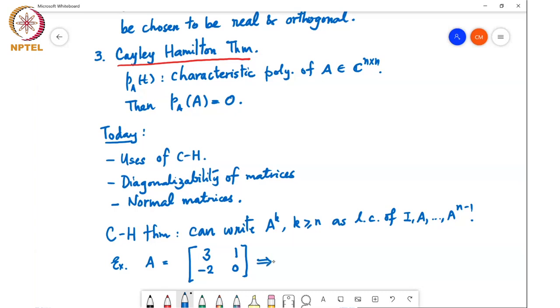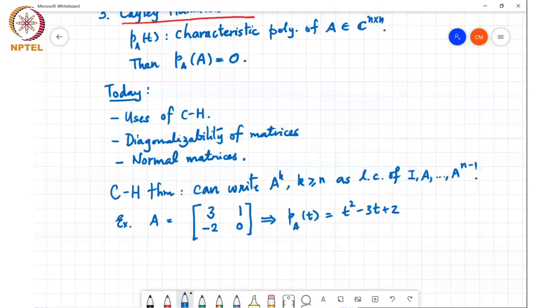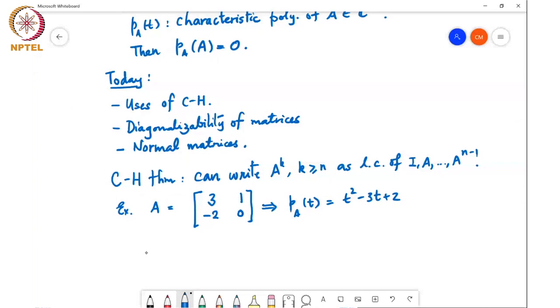Then its characteristic polynomial p_A of t will be t minus 3 times t plus 2. Wait, that is, t minus 1 times t minus 2, which is equal to t squared minus 3t plus 2. And since the matrix A satisfies its characteristic polynomial, we have A squared minus 3A plus 2I equals the all zero 2 cross 2 matrix, which in turn implies A squared equals 3A minus 2I.